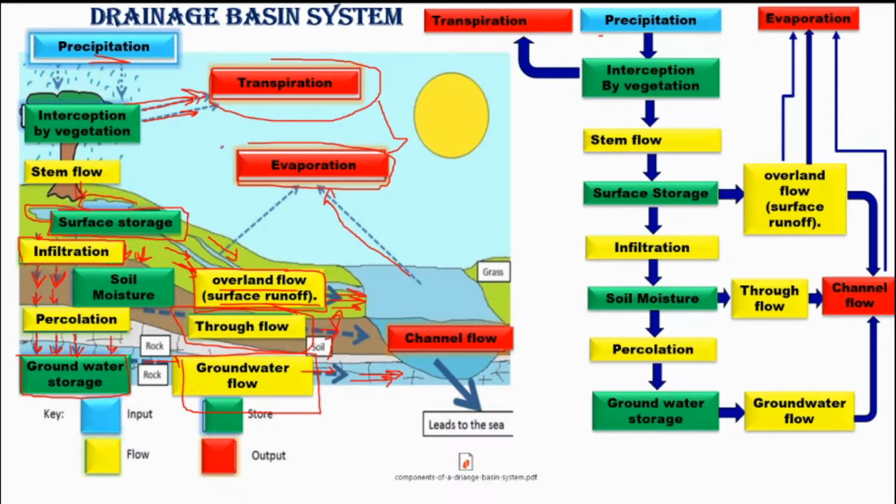The last of the components that we're going to discuss today is the channel flow. Now, let's talk about the last component of the drainage basin, which is the channel flow. Precipitation, which is usually rainfall, reaches the river via overland flow, throughflow, and base flow. These are the three main ways in which rainfall reaches the river, which we discussed earlier. Once it is in the river, it flows downhill towards the sea as river discharge. This is another output of the drainage basin.